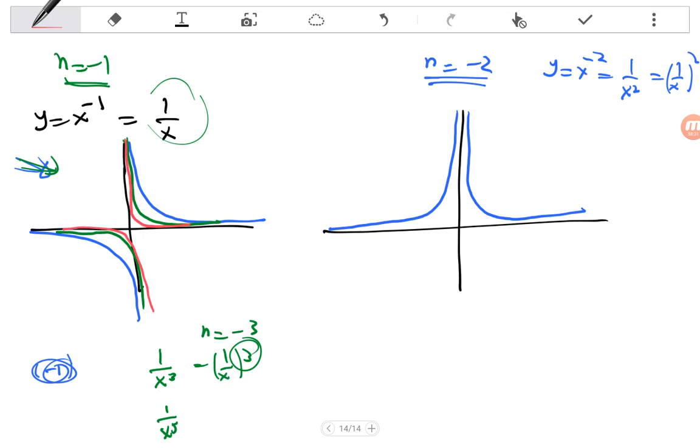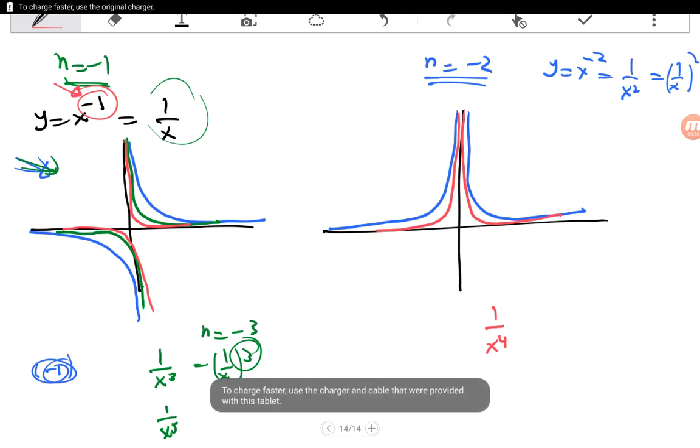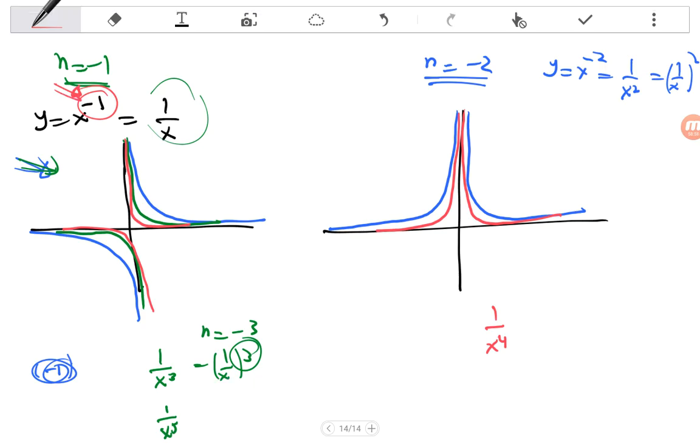and so on. If I need to find 1 over x to the power 4, for n equals -4, that will be just like this but thinner like this. Okay, so these are the power functions. We learned how to graph power functions for positive or negative integer powers. Can I have the powers to be fractions?